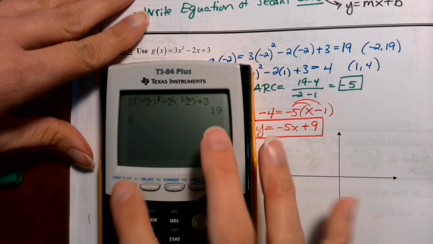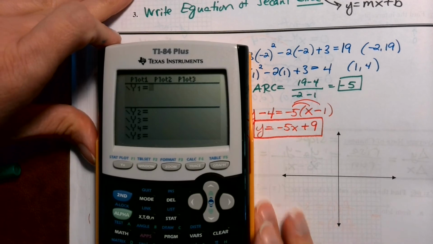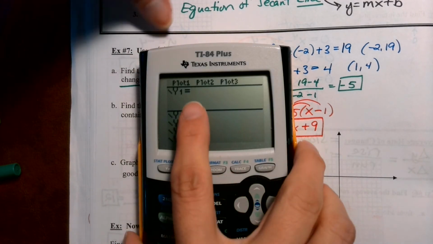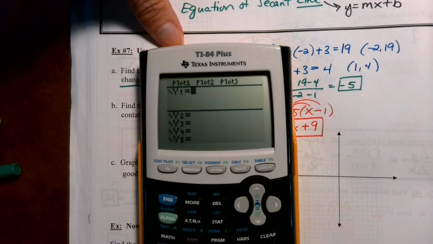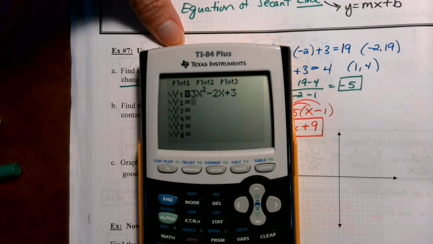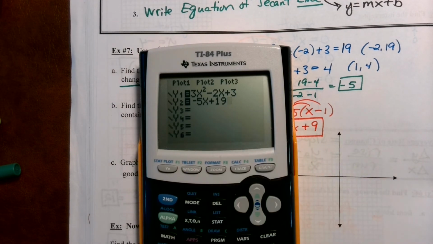Now let's go to y equals. Clear out anything from your past. The g of x function is 3x squared minus 2x plus 3. And the secant equation that we calculated was -5x plus 19. Okay. So I want you to type those both in. Pause the video if you need time to do that.